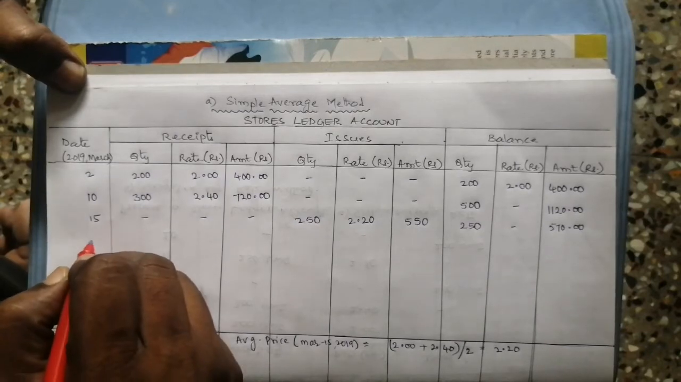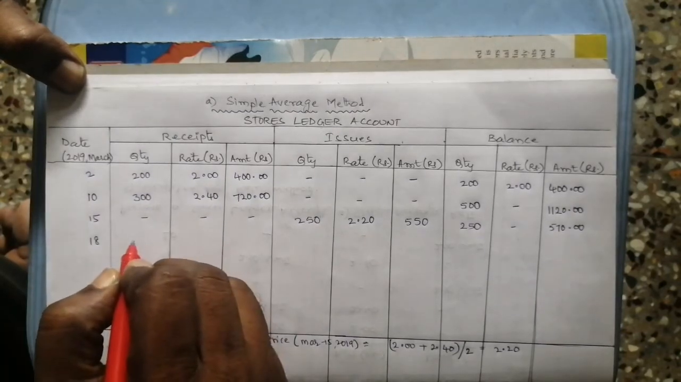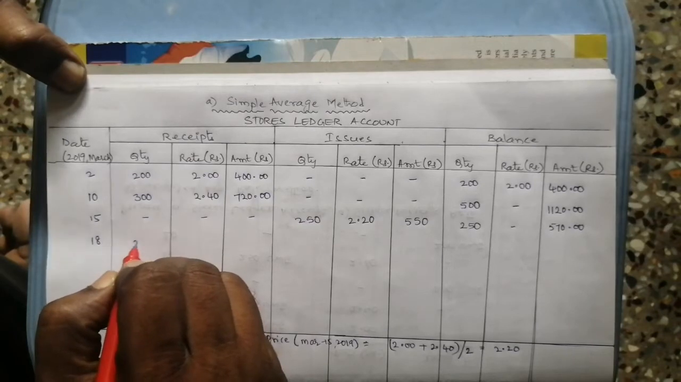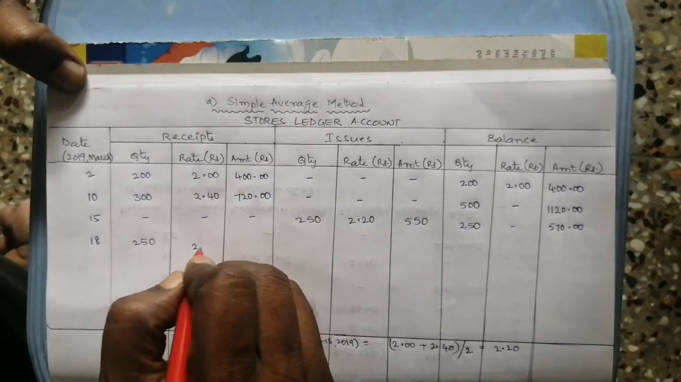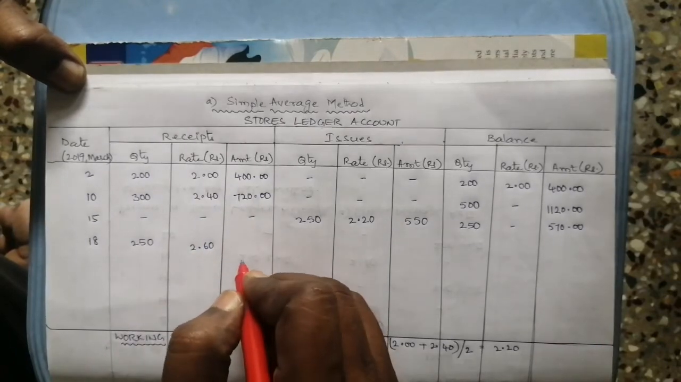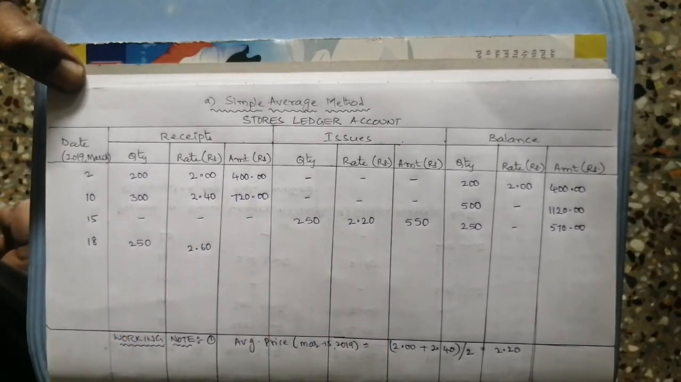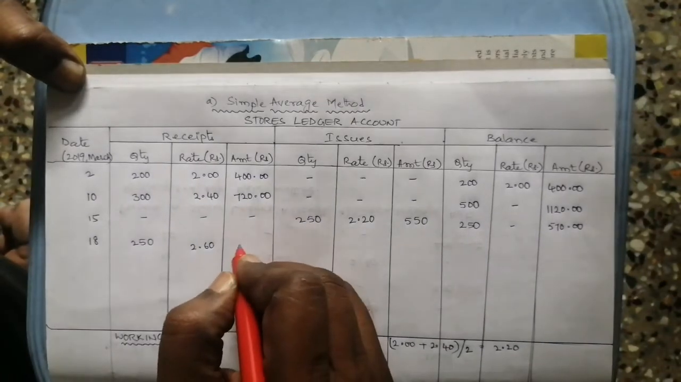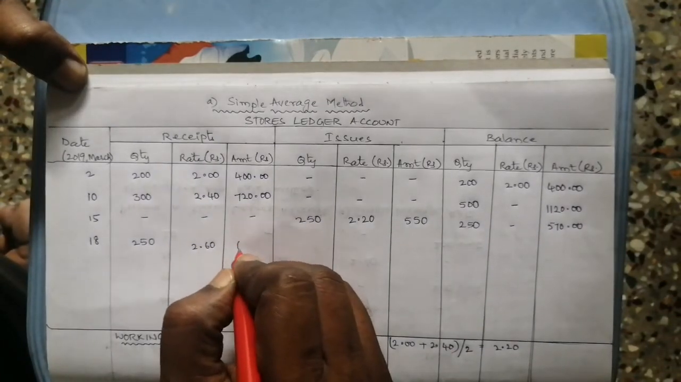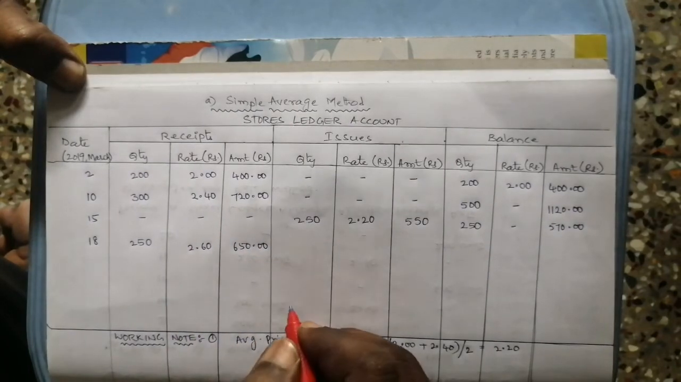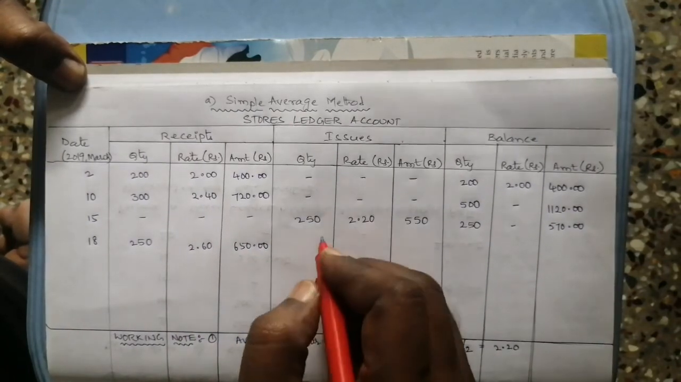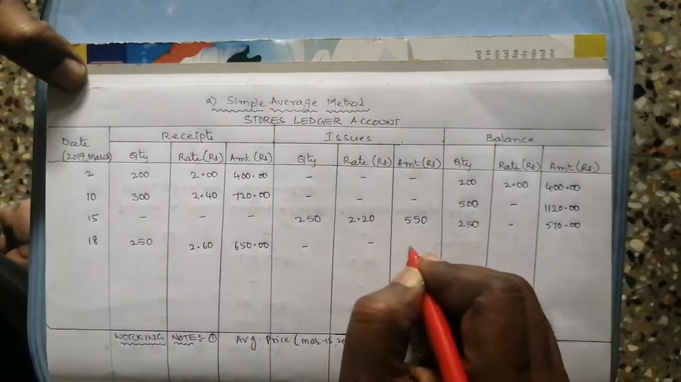Now let us go for March 18th. On March 18th again there is a receipt, 250 units received, and the unit price is 2 rupees 60 paisa. 250 units into 2 rupees 60 paisa per unit is 650. So issue, nil.